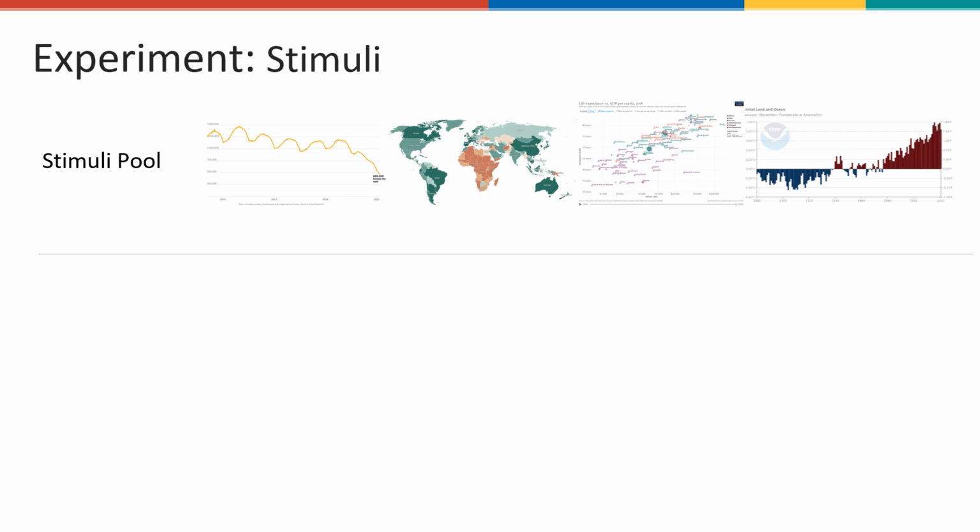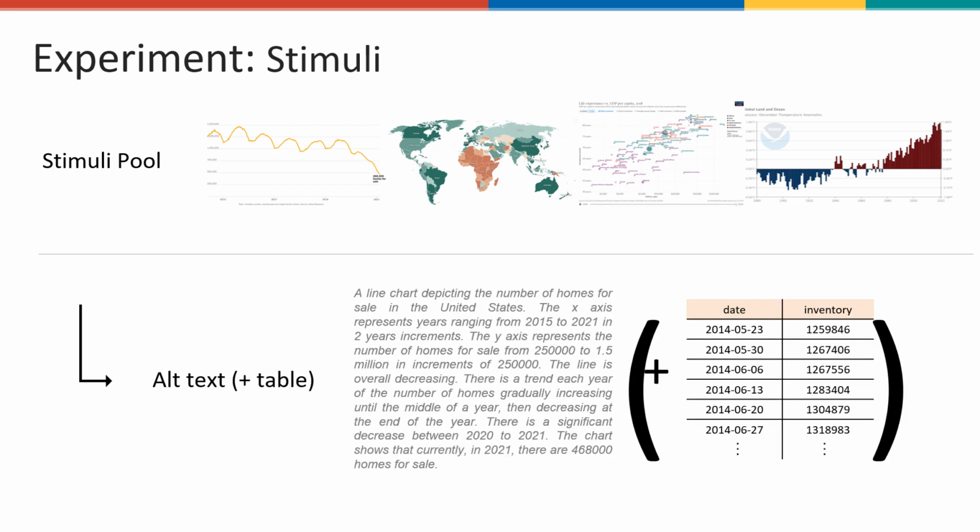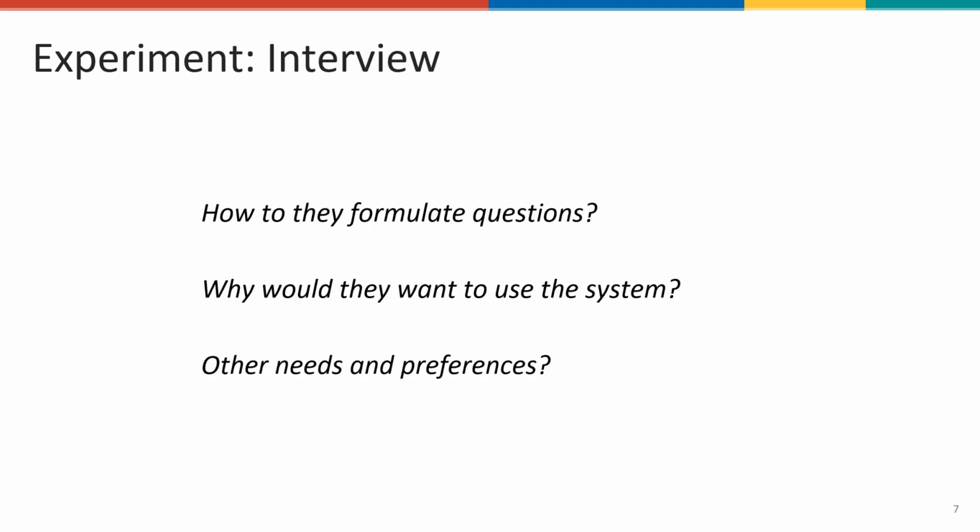We prepared a stimuli pool of 4 different real-world data visualizations, each with a different chart type. For each stimulus, we provided an alternative text that satisfies established alt text authoring guidelines. We then optionally included a data table that users can navigate with screen readers to see if its presence affects user queries. We also took into account the participants' interest level and familiarity towards each topic by asking them to complete a survey. Each participant saw all 4 visualizations in the stimuli pool with randomized order and table condition. After the experiment, participants were asked several questions so that we could learn about how they formulate questions, why they want to use the system, and other needs and preferences.